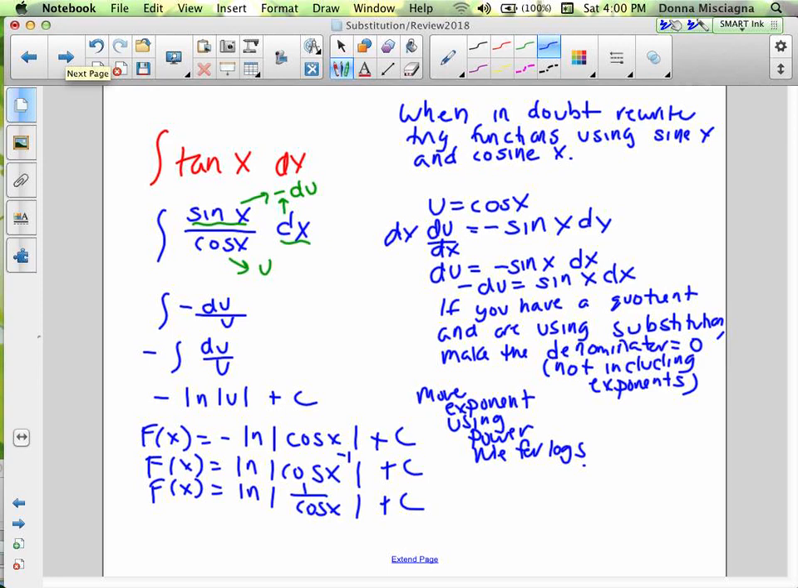Well, what could I replace 1 over cosine x with? Who's the reciprocal identity to 1 over cosine x? Right, well, its reciprocal identity is secant. So f of x equals natural log of, and it still has to be in absolute value bars, secant x plus c. And there we go. There's our answer.